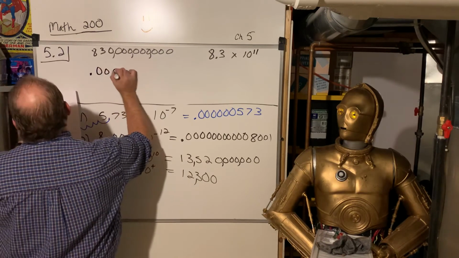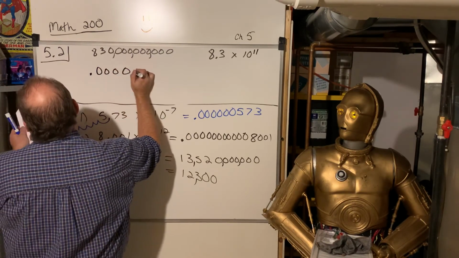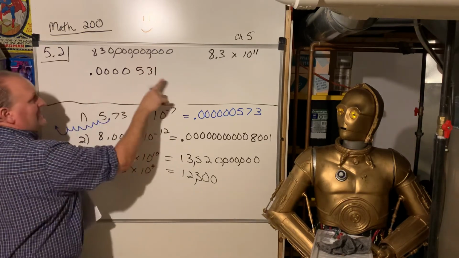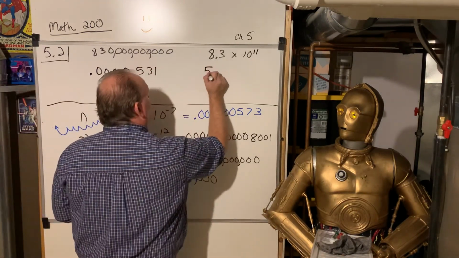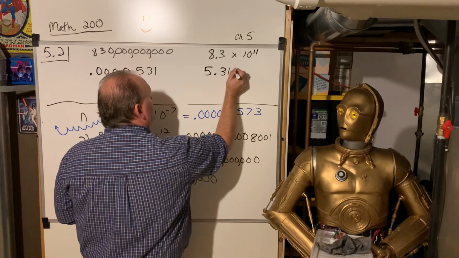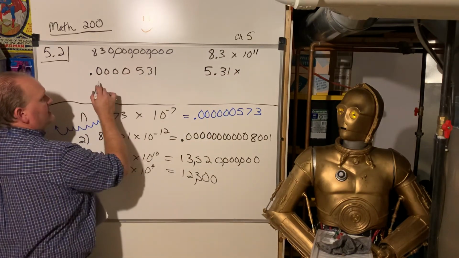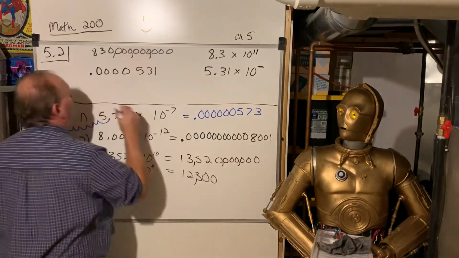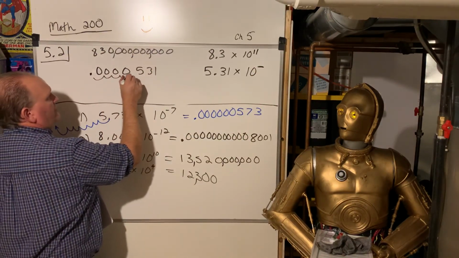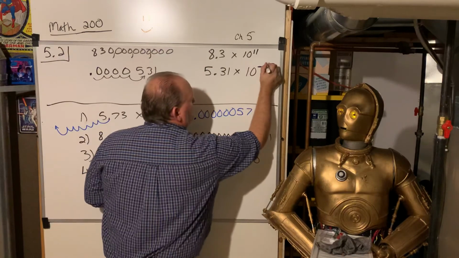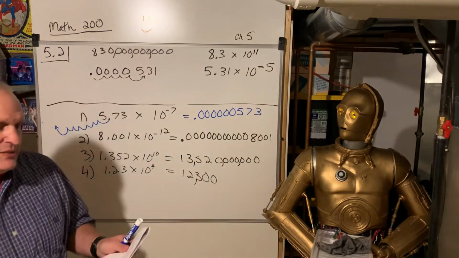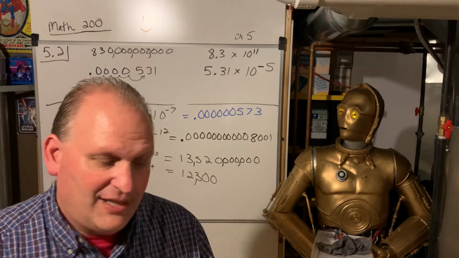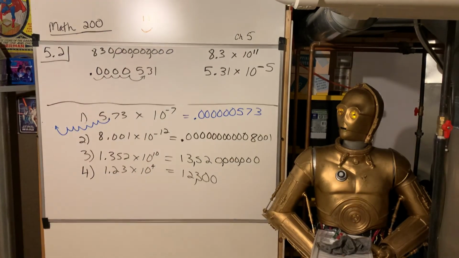All right, and then this one is teensy tiny. 1, 2, 3, 4 zeros and a 5, 3, 1. And so I want to get it so it's a number between 1 and 10. So I want 5.31 is where I want the decimal. And now you've got to see what's the price to pay here? Times 10 to the negative 1, 2, 3, 4, 5 places. So when it's a really tiny number, it's a negative power. When it's a really large number, it's a positive power. And that is 5.